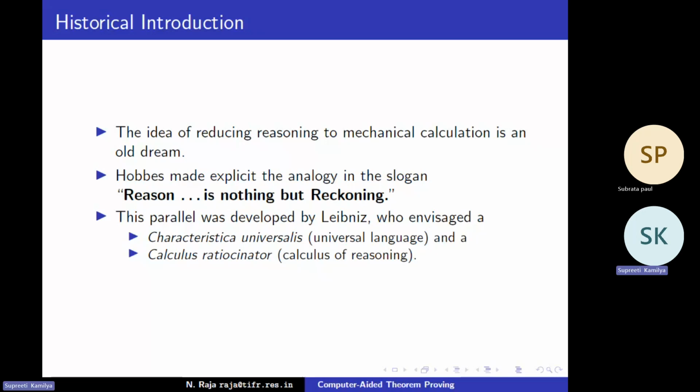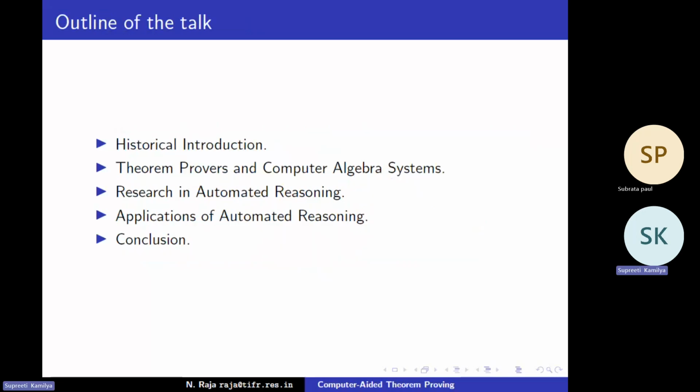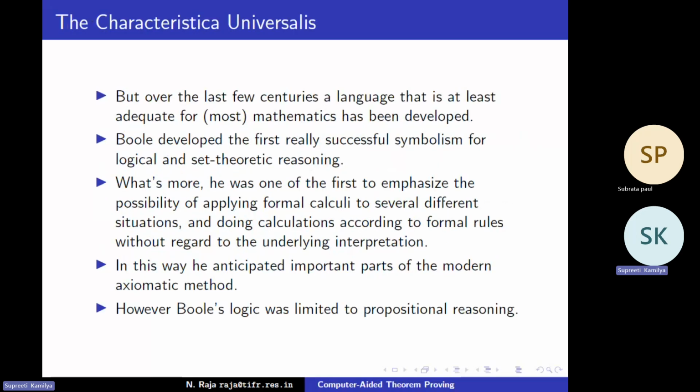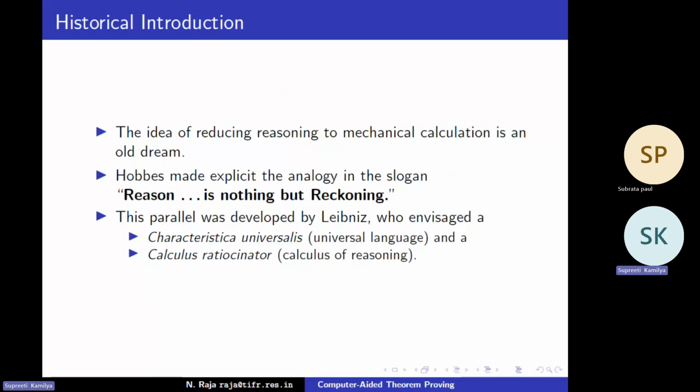And so Leibniz's dream was very grand. So he said, if there are two people who have disputes, they come to a court of law, and to resolve it, the judge writes down their problem in some formal language, in the language that he called characteristica universalis, and then does some calculations, and then the disputes will get resolved. You know, this was the kind of dream he had.